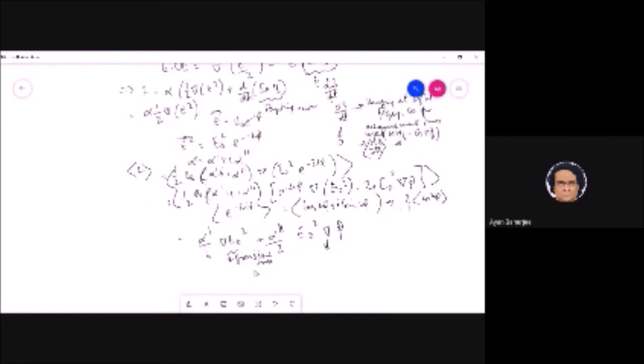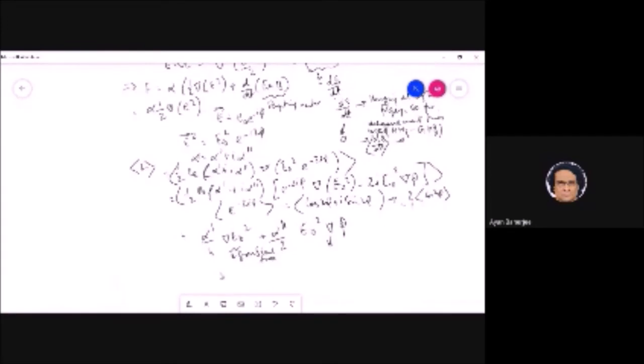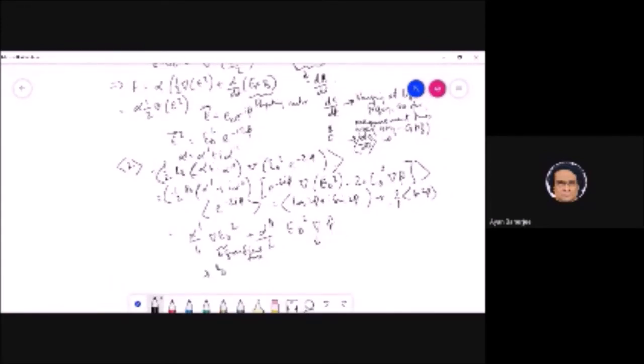This is the gradient force term, which depends on the intensity gradient, and this is the phase gradient, and this is essentially dissipative. Very clearly it's a dissipative force, because as you can see, it is associated with the imaginary part, which is there with absorption or dissipation or whatever, and this is a scattering force.